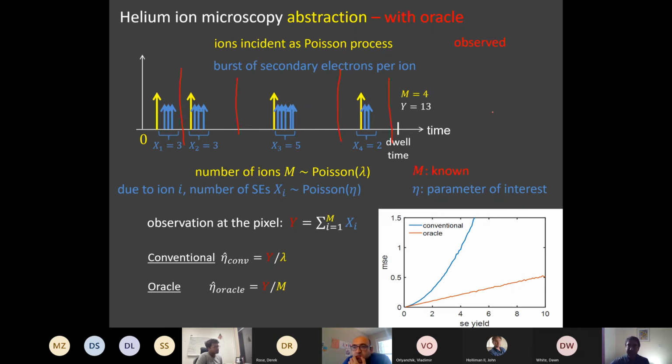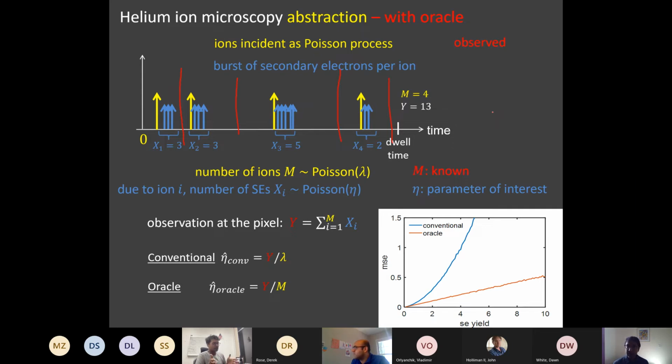all the details on how the coarseness of the time resolution lets you, well, it affects how well you can estimate M tilde itself. If my time resolution is very fine, then every time I see a non-zero number of SEs, I treat that as an incident ion.